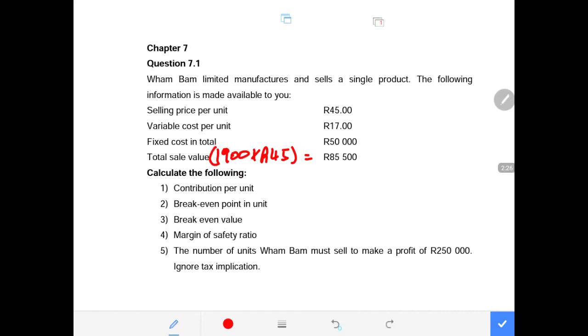estimated sales. We call them estimated sales. That means we're estimating to sell this number of units in order for us to incur this variable cost and to incur this fixed cost of 50,000 rand. So the information provided is the estimated information. Then I will do some calculations based on that estimated information.